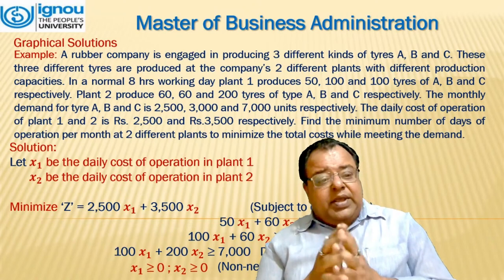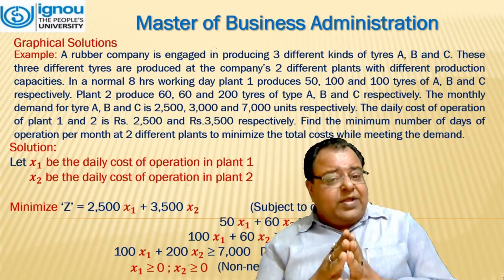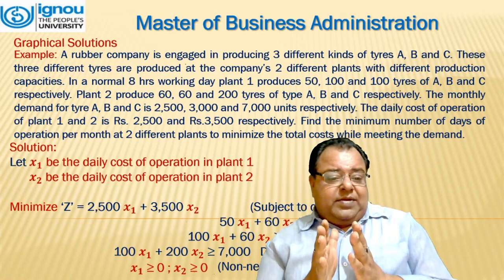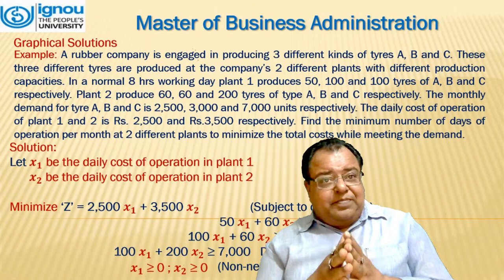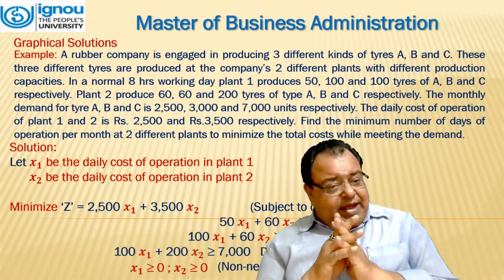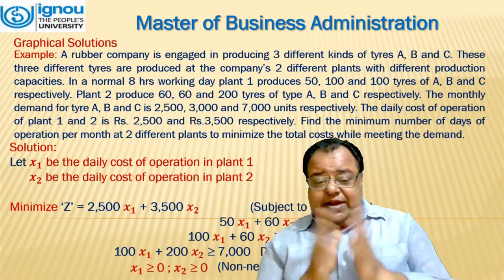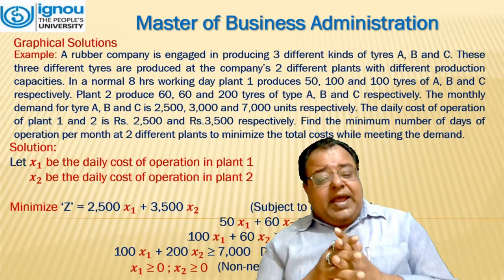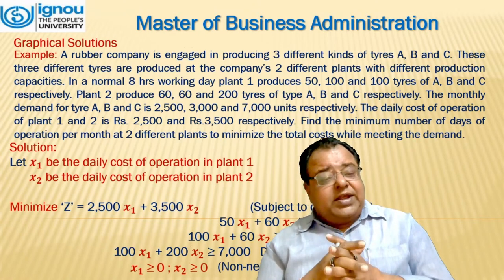And now, we are very well aware that production cost is never negative. So that means x1 and x2 both will be greater than or equal to 0. And they are the non-negativity constraints.